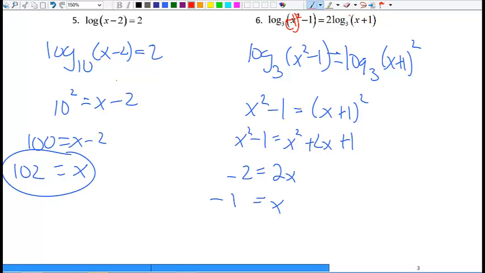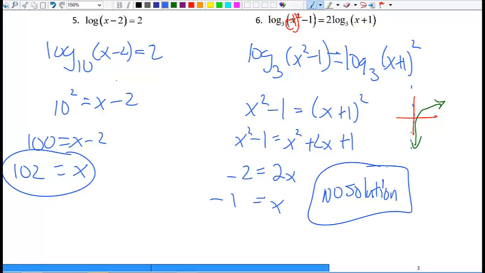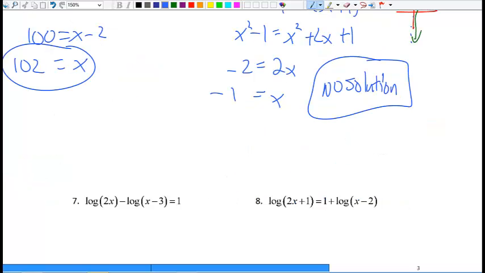If you think back to the log parent graph, there's an asymptote right there. We're looking at an asymptote right there, and our log graph looks like this, right? So when x is 0, you're talking about the asymptote itself. There is no y value that corresponds to that, so this one happens to be no solution. Even though we got a solution, it doesn't work in the real world sense, so we don't keep it.